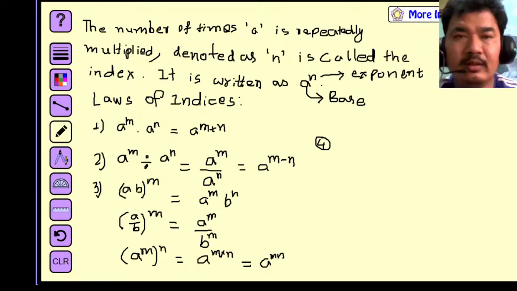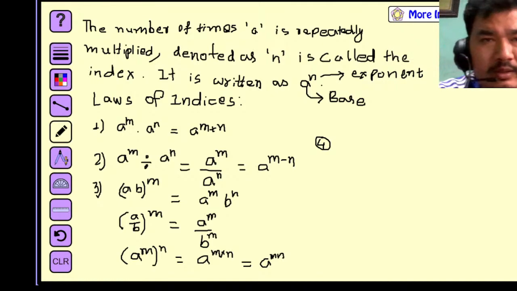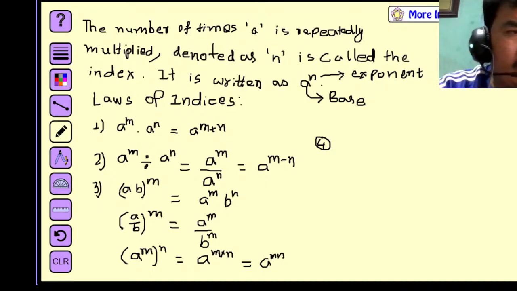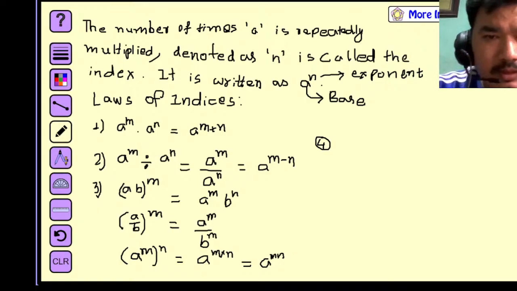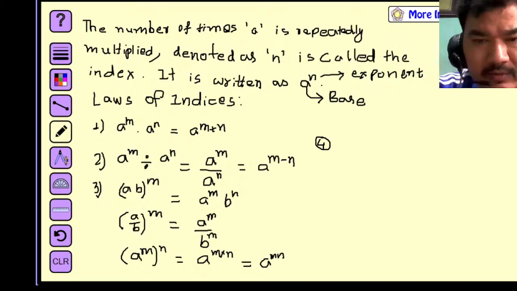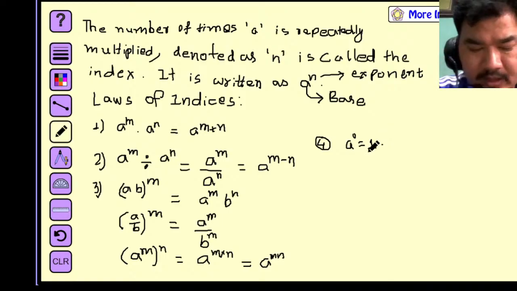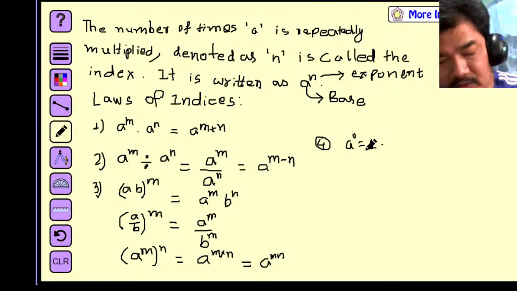Now look here, I managed the video. Now the fourth one. As we know, this is the very famous and very common law of indices. If a to the power 0 is given, then its value will come 1. And why it comes 1, that also I want to show you here.